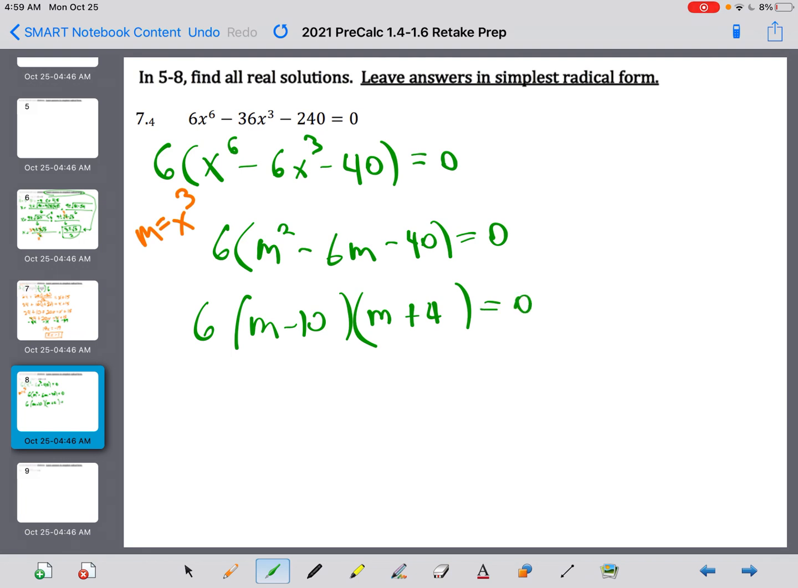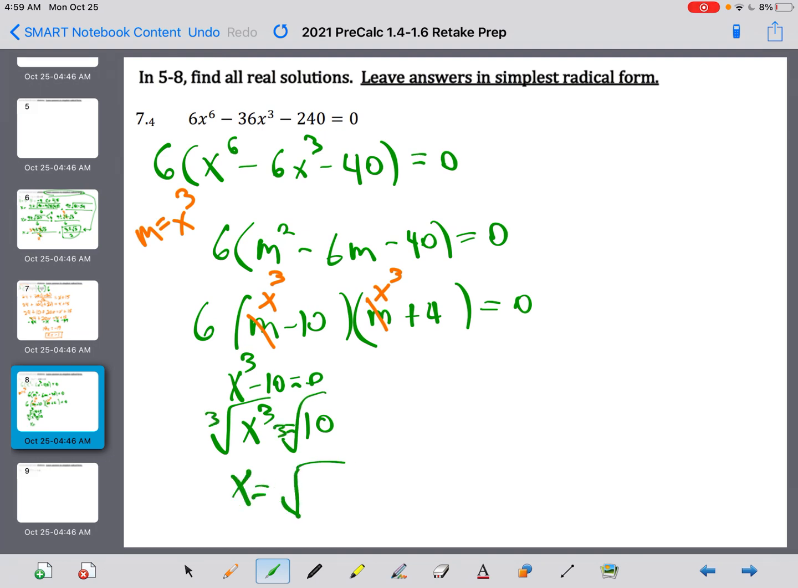Keep the equals 0 flowing with it. What I like to do now is put back my x cubed in here. It's an easy place to substitute it back because this was an x problem, not an m problem for starters. And now I'm going to use my zero product property and say that x cubed minus 10 equals 0. So x cubed equals 10. And I'm going to cube root both sides. So x equals the cube root of 10 for one answer.